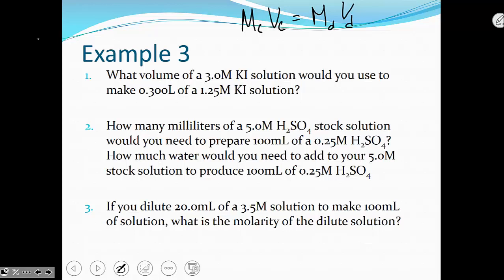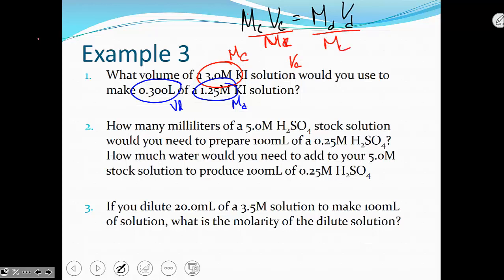This question says I have 3 molar, which is way more concentrated than 1 molar. So this is my dilution. In the end, my dilution has a volume of 0.3 liters. This question wants to know what is the volume of the concentrated solution. So to get the concentrated solution by itself, I'll take the concentrated molarity and divide on both sides. So the volume of the concentrate is going to be the molarity of the dilution times the volume of the dilution divided by the molarity of the concentrate.